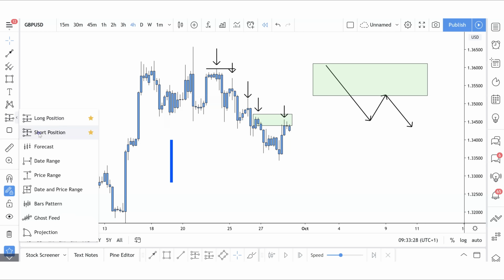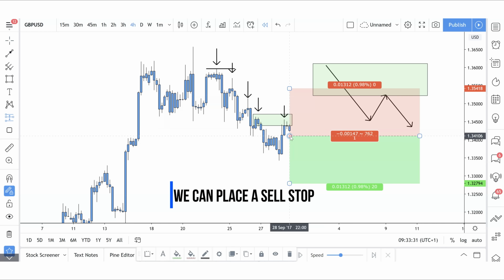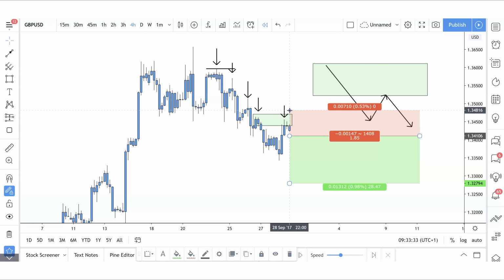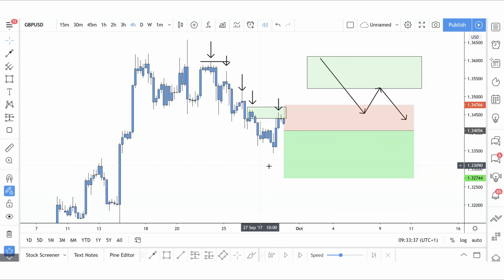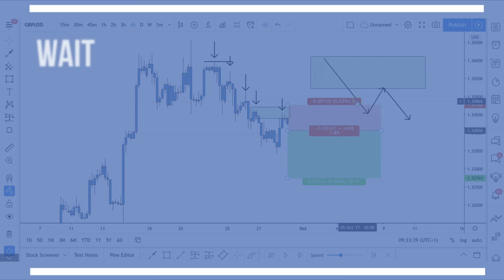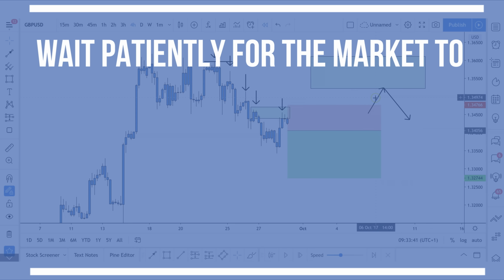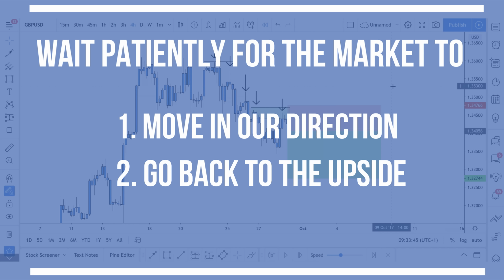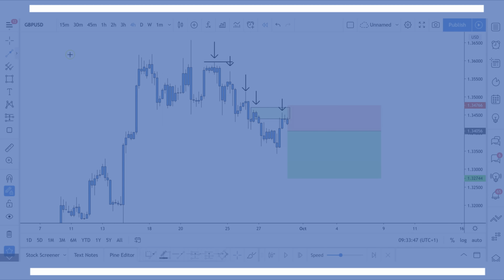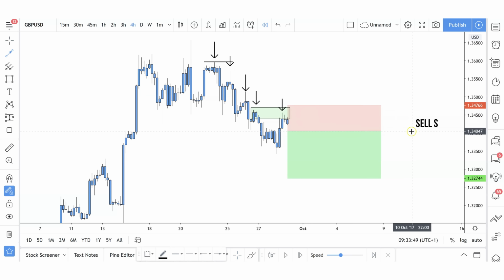Now what we can do in an instance like this is place a sell stop, with our stop loss above the structural high. What we do in a situation like this, just to make sure we're on the right side of momentum, is wait patiently for the market to either one, move in our direction, or two, go back to the upside, which means we don't get triggered in prematurely. So the sell stop will be placed here.